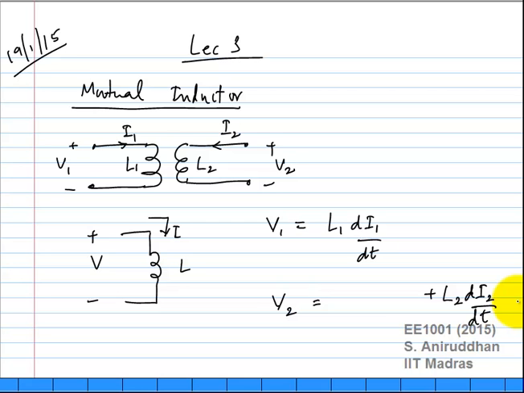If they are very far away, you don't care, right? But if there is some spatial closeness between them, you will always find that the flux from one inductor will cut the other, and vice versa. By the way, if I set up a time varying current I2 through L2, and part of the flux of that cuts L1, you will find that di2 by dt will set up a voltage across the inductor L1. So in such a case, we say that the inductors are coupled inductors.